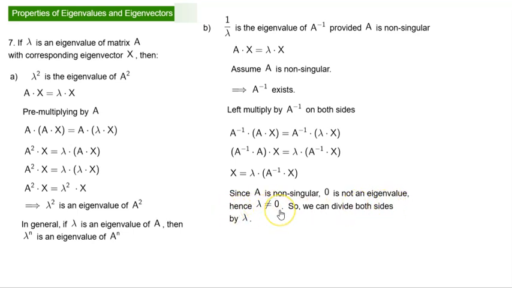Hence, lambda is not equal to 0. So, we can divide both sides by lambda. So, when we divide both sides by lambda, what do we get? We get this lambda getting cancelled. So, we are left with A inverse times x. And on the other side, we get 1 by lambda times x. So, again, we have a matrix times a vector x is equal to 1 by lambda times the vector x. That means 1 by lambda is the eigenvalue of A inverse.